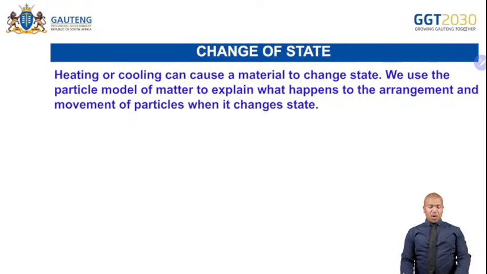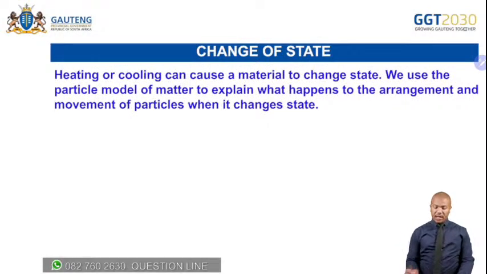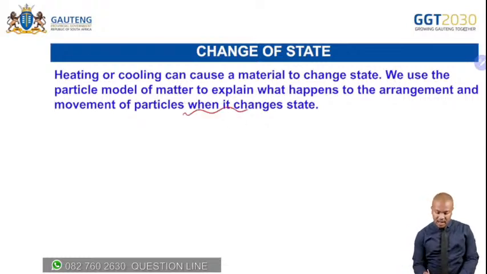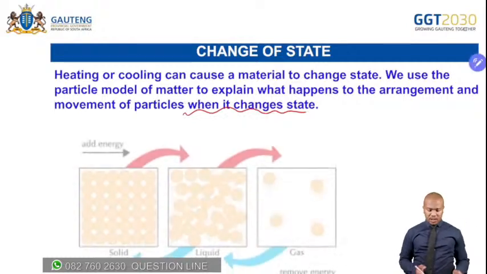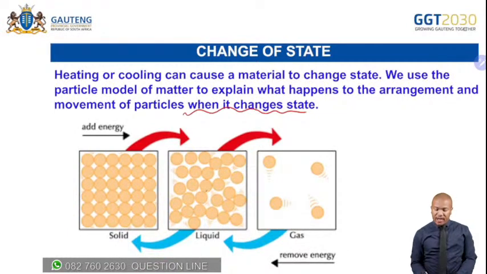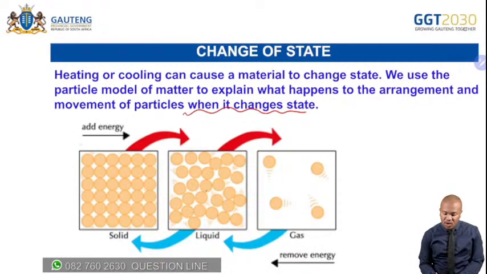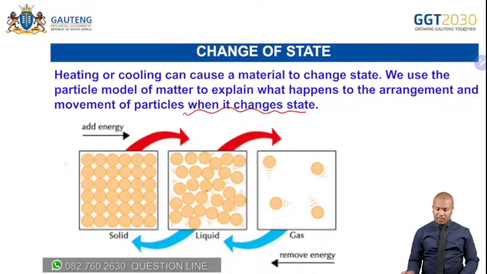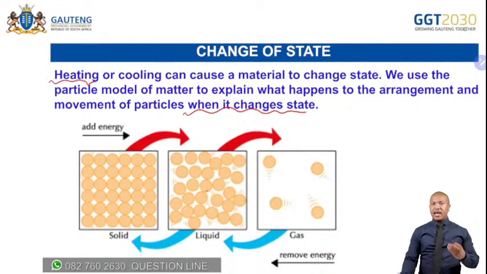Right, so now when heating or cooling, this can cause what? A material to change state. We use the particle model of matter to explain what happens to the arrangement of particles when the state changes. So let's look at this example here. When you move from solid to liquid to gas, there's some adding of energy. What do we mean by adding energy? We use now the process of heating, right? As it heats, it what?